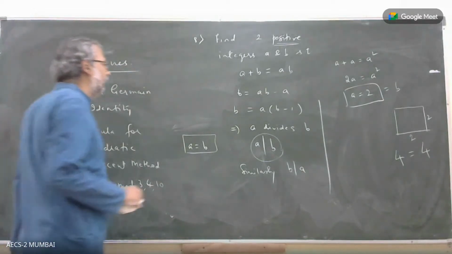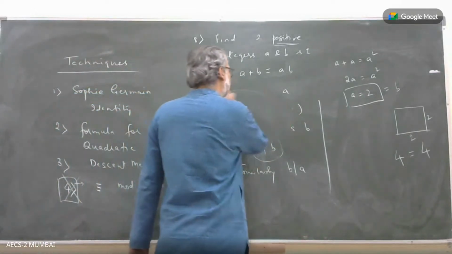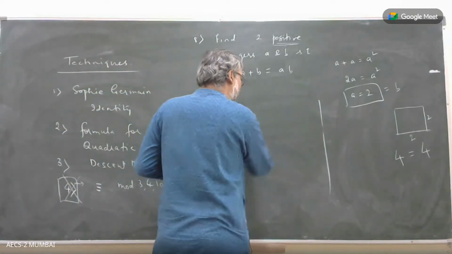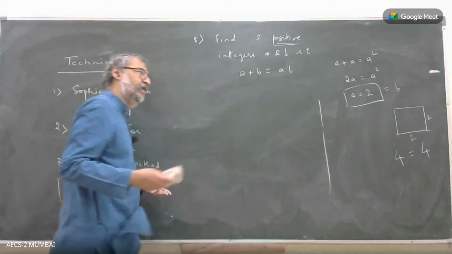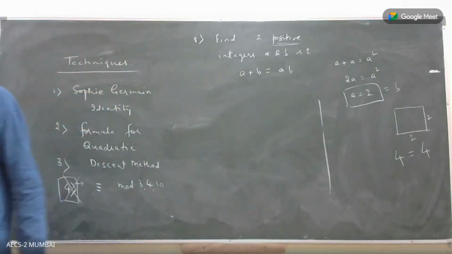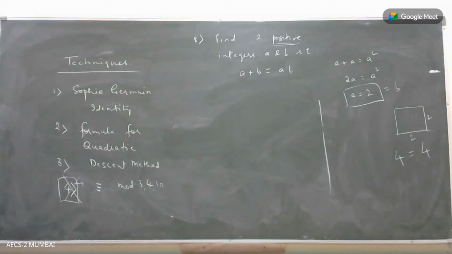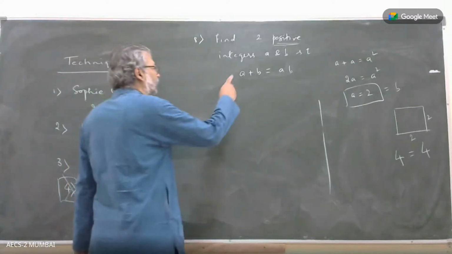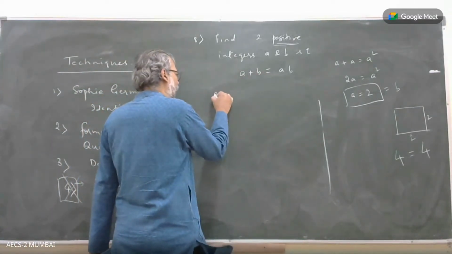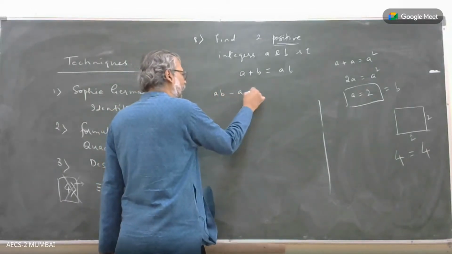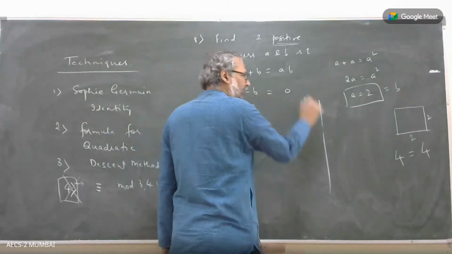Yeah, so that's one technique. Okay. Now let's see another technique. In fact, all such problems can be done in many ways, and here is one such example. You can do it in 2-3 different ways. Another standard way is the following: AB minus A minus B equals 0.